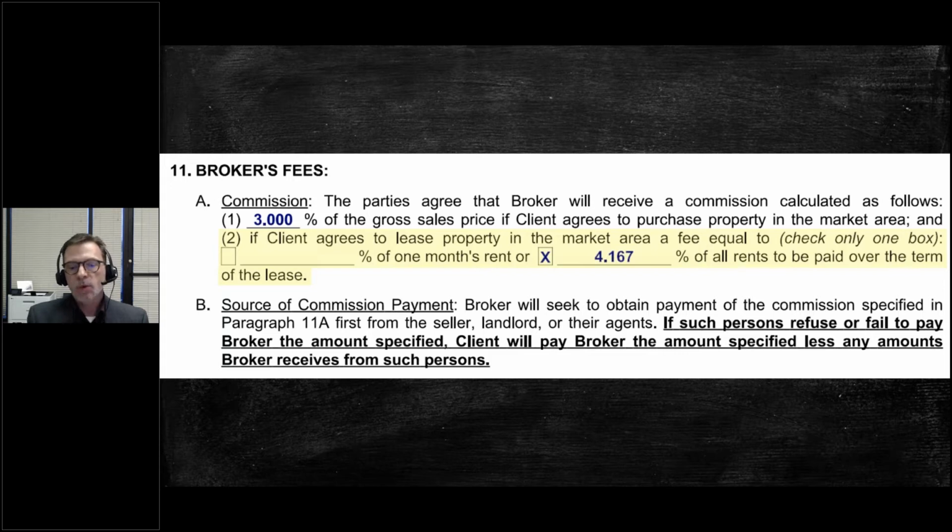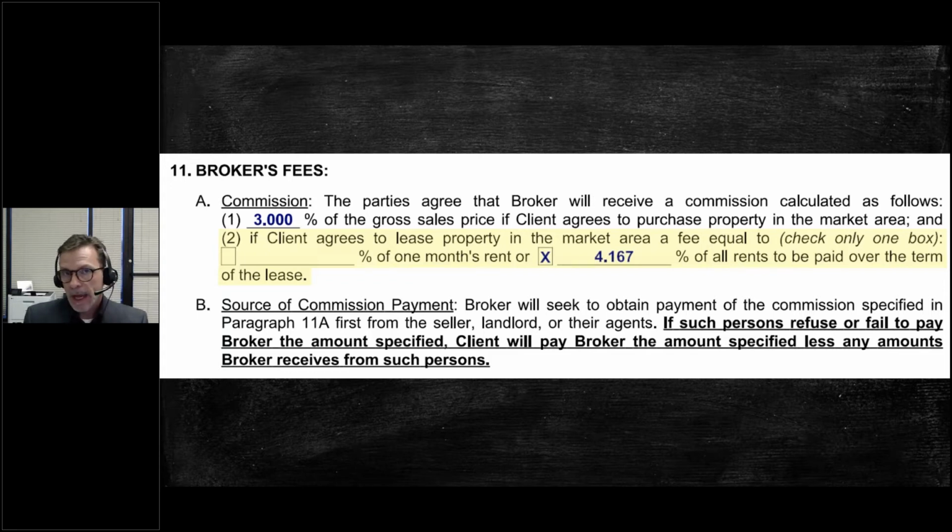So by checking the second box, what I do is I take, if you look at what is 1/2 of 1 month's rent, well, there's 12 months in a year, and so you split that into halves, so there's 24 half months in the year. 1 divided by 24 is 4.167. So what this is saying is that the tenant's agent will get paid 1/24, 4.167% of all rents to be paid over the term of the lease. So you take the monthly rental amount, you multiply it by 12, and then 4.167% of that number is the broker's fee. That takes a little more explanation.